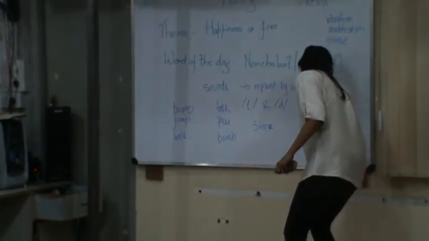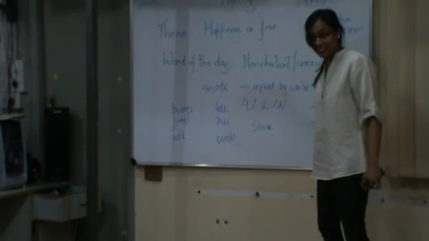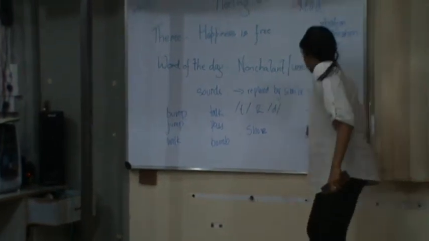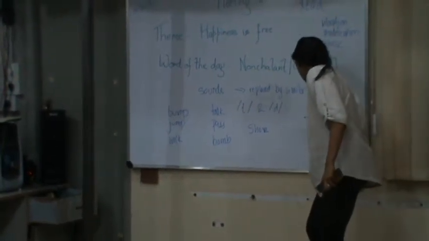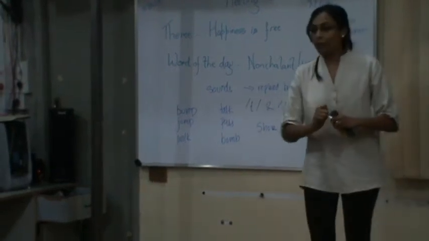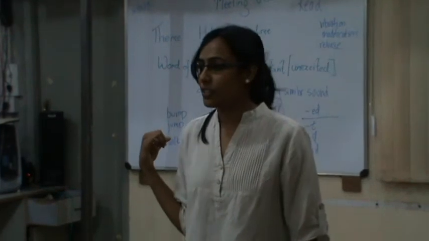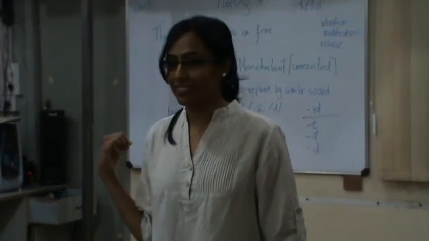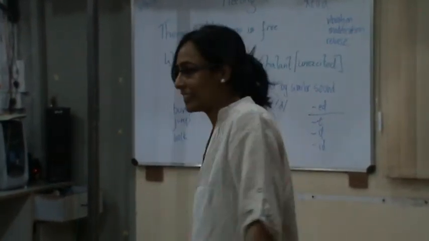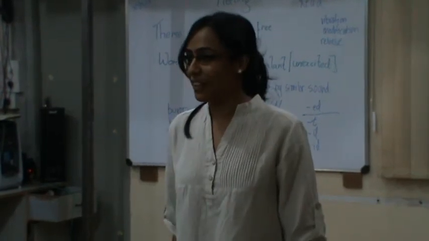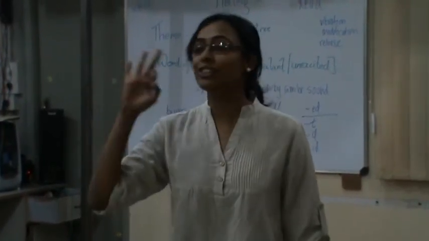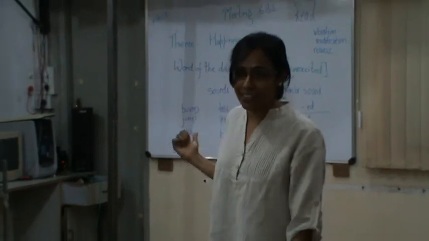So the first is T. The second is D. And the last is id. So give me a word that ends with a T or a D. Skirt. Skirted. He skirted around the topic. So that's the last one. So you have three different pronunciations for the ed ending.